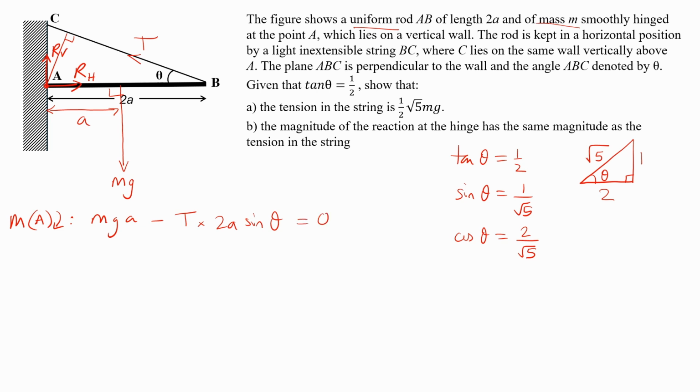So I'm going to cancel the a's and rearrange. 2T sine theta equals mg. Sine theta is 1 over root 5. And finally rearranging, we get T equals a half root 5 mg as required.